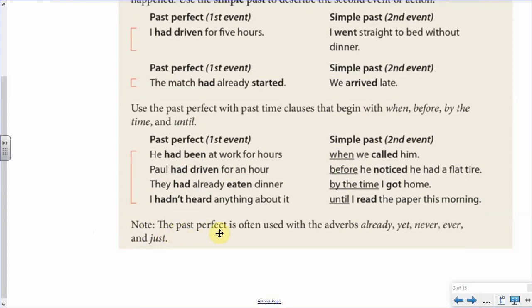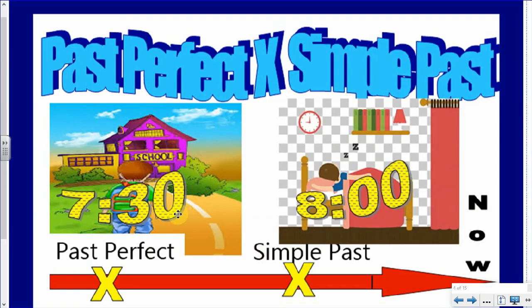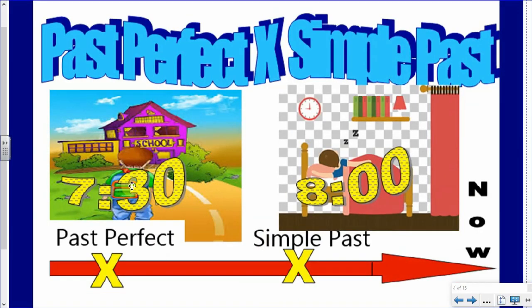Finally, the past perfect is often used with the adverbs already, yet, never, ever, and just. So I would like to make things a little bit clearer by using a colourful example. So we can see here two pictures. The first one is at 7:30 in the morning, and the second one is at 8 o'clock. We have two characters. We have one boy here, and we have another one here who's in the bed. If you look at my time scale, here is now. So this is now. And then the past perfect action we can see is represented by this X, which is before the second action, which is the simple past.